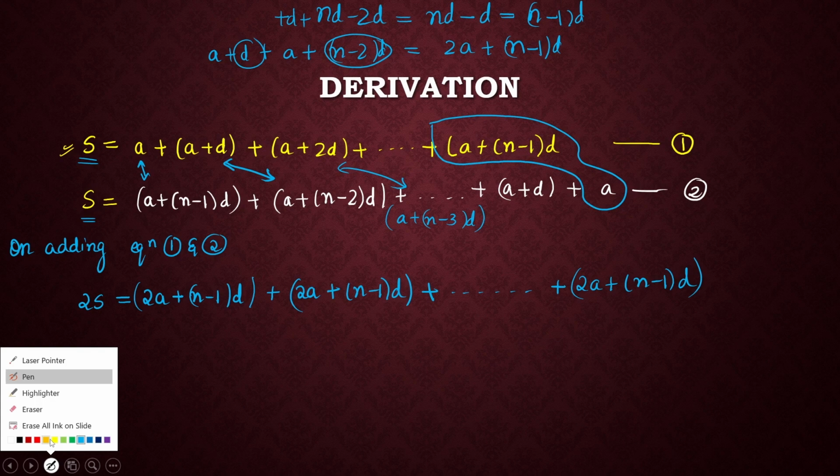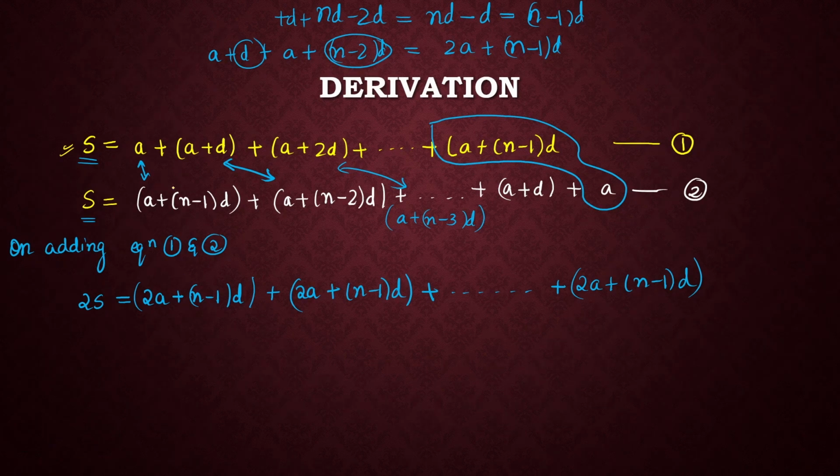What can you observe in these equations? If I add all the corresponding terms, I'll be getting 2a plus (n minus 1) into d only. Now, how many such terms do I have here? See here, there are totally n terms in this expansion because I've added n terms. So there are totally n terms here, and here also I have n terms. So here I've added the corresponding n terms and I'm having 2a plus (n minus 1) into d, n times.